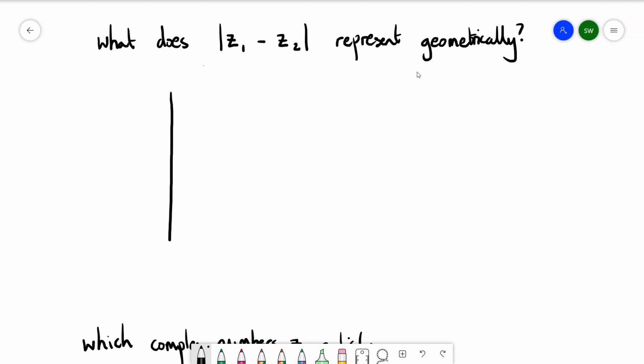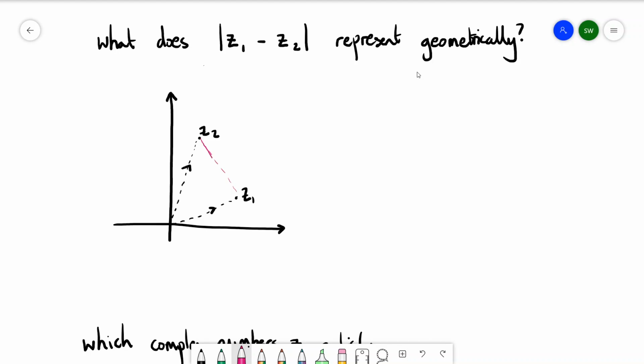So let's draw a little sketch of the Argand diagram. And we've got two complex numbers, say Z1 over here and Z2 over here. And remember, we can think about these complex numbers as position vectors. So we can think about Z1 as being the position vector from the origin to that point Z1, and Z2 is the position vector from the origin to Z2. Well, remember, Z1 minus Z2, if we're thinking about them as vectors, is the vector that takes us from the end of Z2, so from point Z2 to Z1.